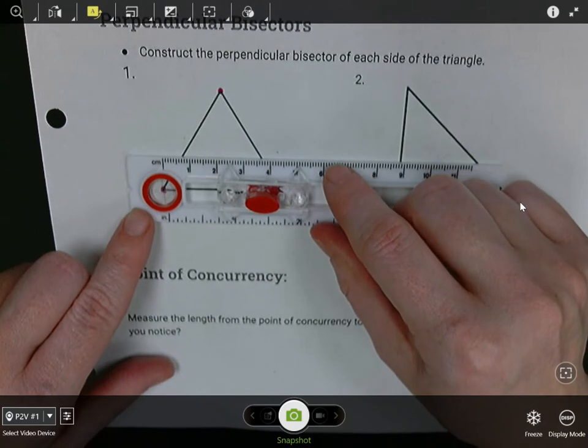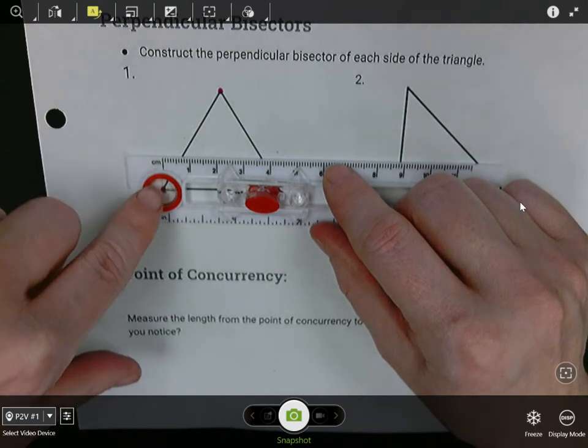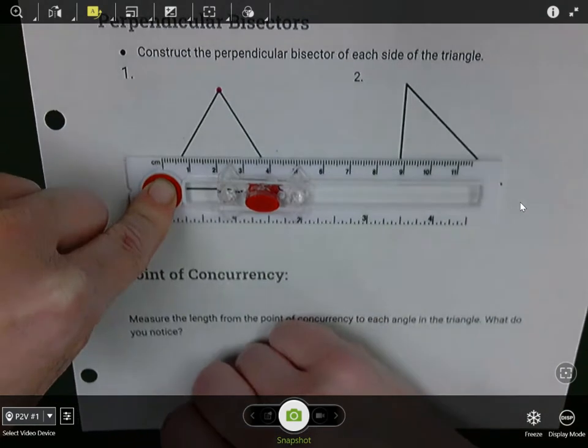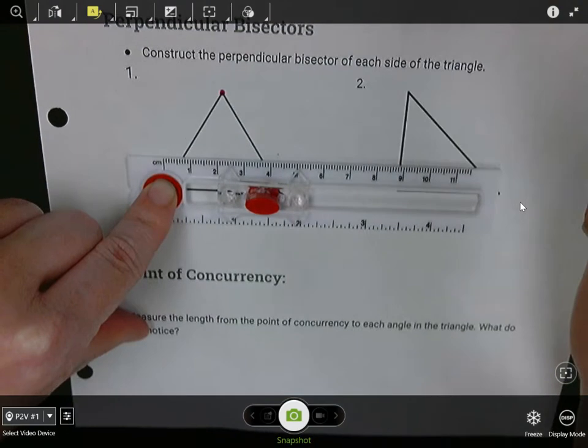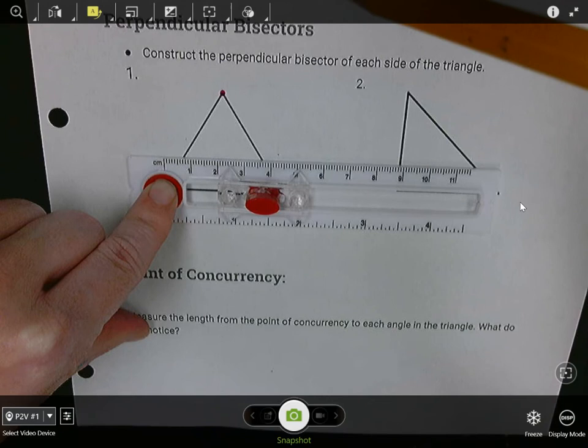Now, once you get it positioned, take your finger and press it firmly on that center part, just the clear part. Do not push on the red. Just push on the center. And then take your pencil. It's better if you don't have a mechanical one. We're left-handed.